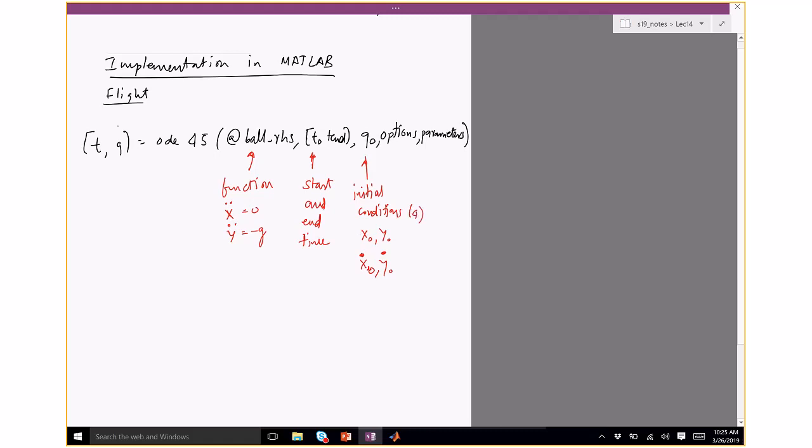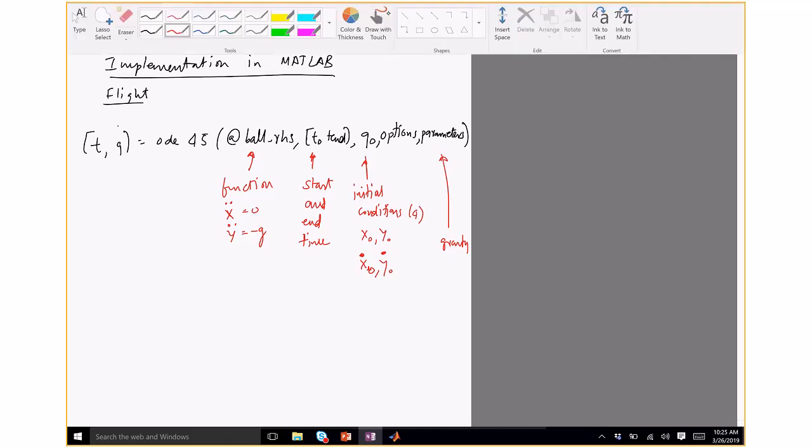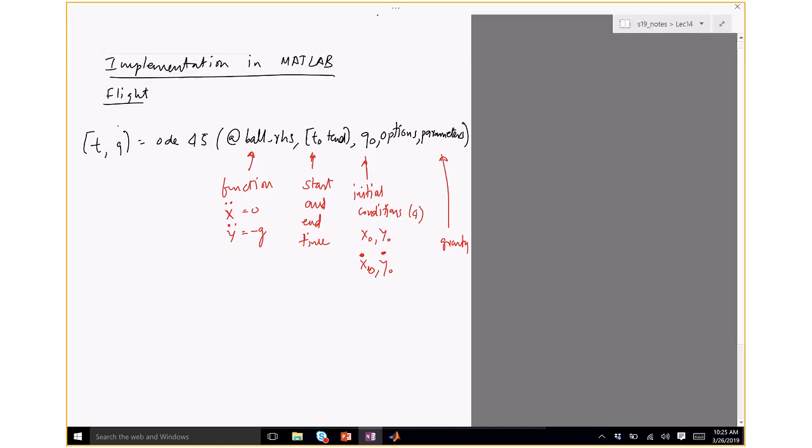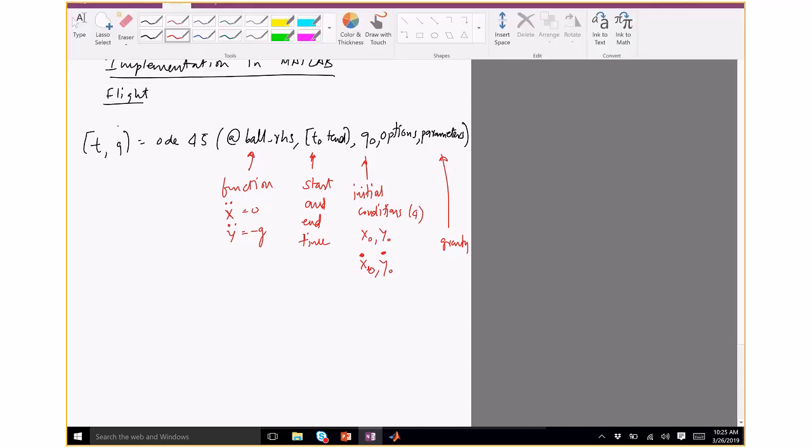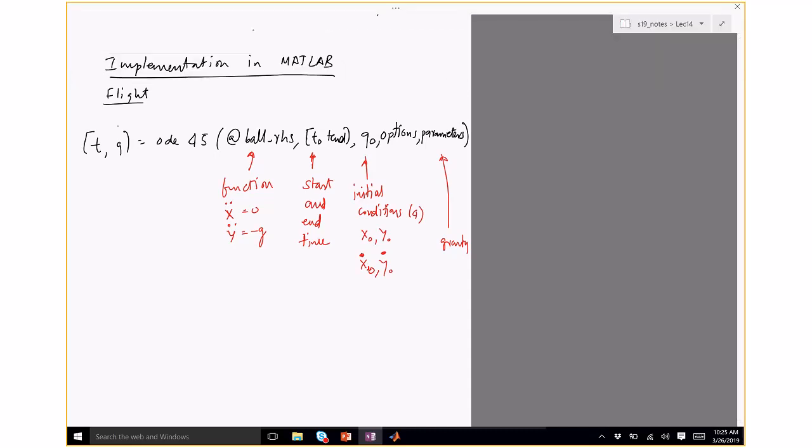Parameters could be gravity, which in this case is the only parameter that seems to be important, and then the options. Okay, so if you use this function, it will keep integrating till Tn, which is the end time. However, you won't tell the integrator to stop when y equals 0. So that is taken care of in options. So the options is kind of important here.